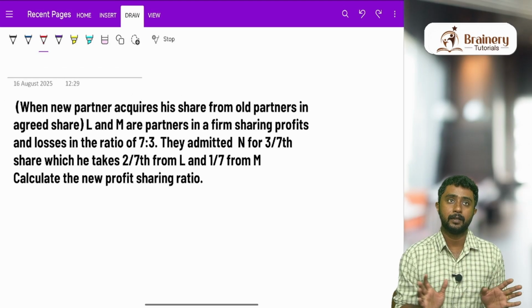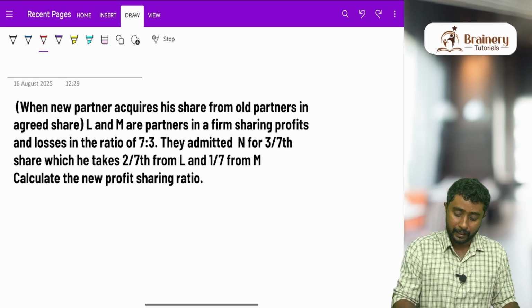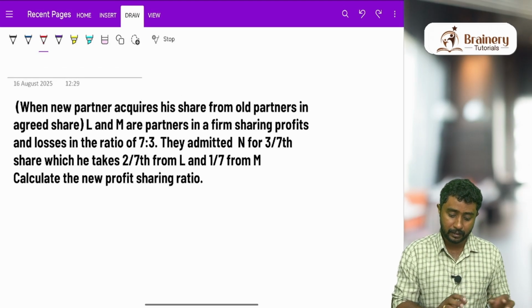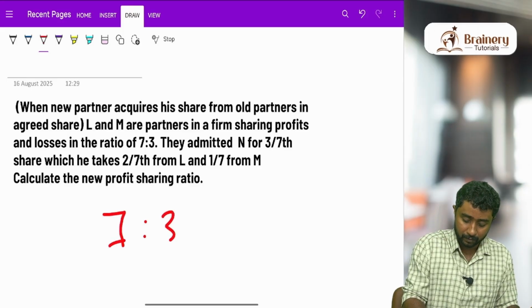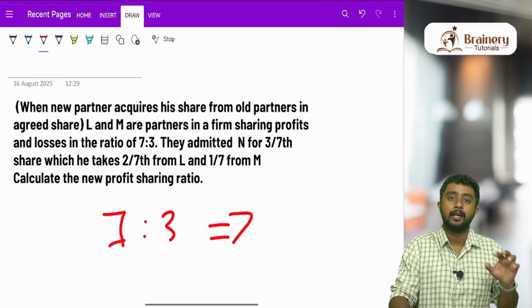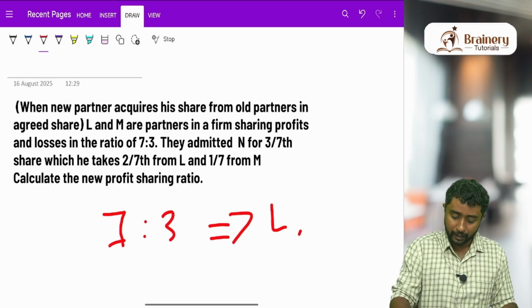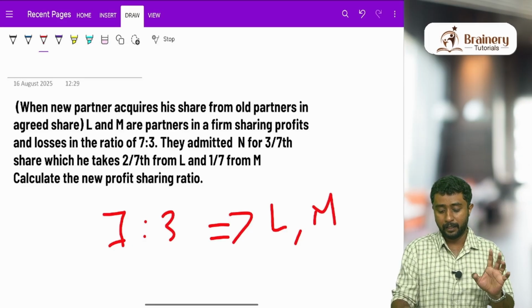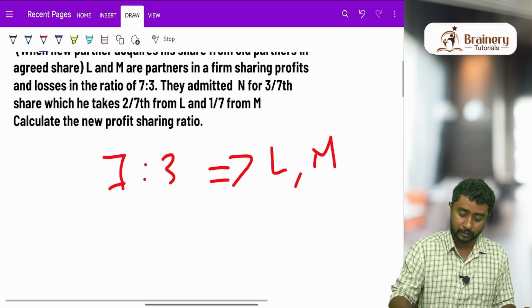Okay, that is how it should be done. So here you can see L and M are sharing profits in the ratio of 7:3. Clearly it is mentioned that before the change only L and M were there, and they were sharing the profits in the ratio of 7:3.